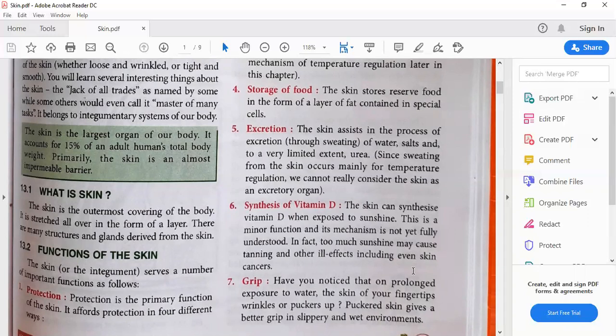Then grip. Okay, so if you have a prolonged exposure to water, the skin of your fingertips wrinkles or puckers up. Now this type of puckered skin will give you a better grip in slippery and wet environments. Okay, so if you have puckered toes, मतलब तुम slip नहीं होगे, it will hold on to the surface. Okay, so let's have more description of protection.